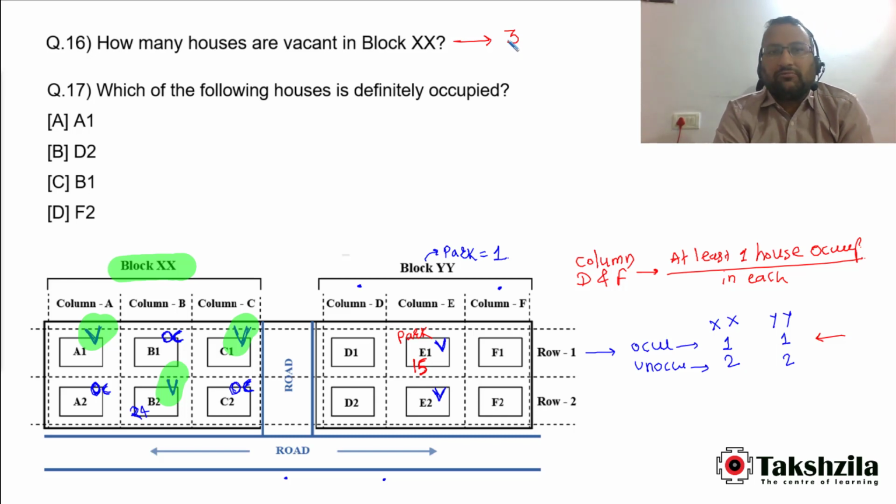Question number 17. Which of the following houses is definitely occupied? A1, no, it is vacant. D2, we are not sure. So A1 is not the answer because A1 is definitely vacant. We want definitely occupied. D2, we are not sure. B1 is definitely occupied. We can see that B1 over here is definitely occupied. F2, we are not sure. So the answer of question number 17 is option C.